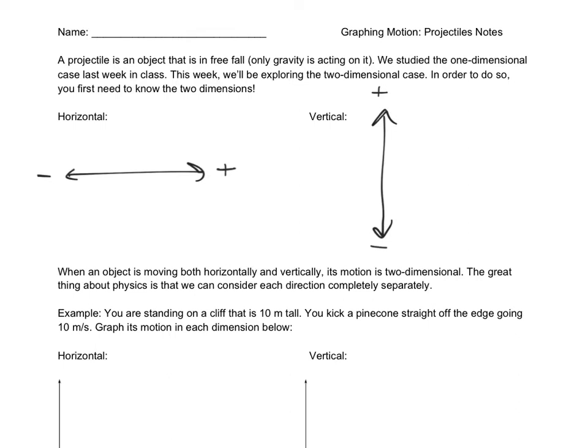Now, it's easy to think about two-dimensional motion and to get slightly overwhelmed thinking about how we're going to deal with those both at the same time. And the great thing about the way that physics is built, the way that it's set up mathematically, is that we can consider each direction completely separately. So when you're analyzing an object that moves both horizontally and vertically, you can look at each part of that separately as if they aren't related at all. You can look at just the vertical part and just the horizontal part.